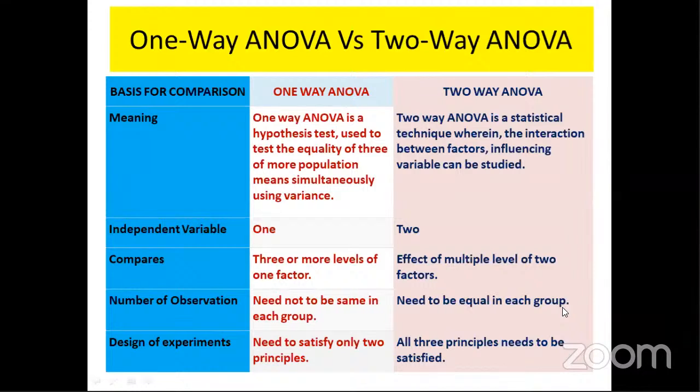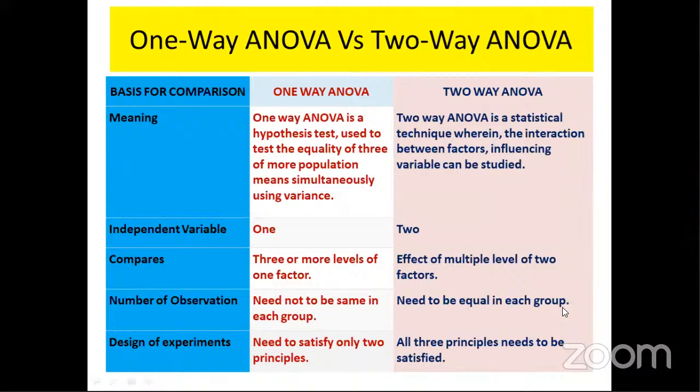One-way ANOVA is a hypothesis test used when you're going to see the equality of three or more population means simultaneously. Take note, ANOVA is analysis of variance, and this is used only when you have three or more groups, and you are going to measure its variance.